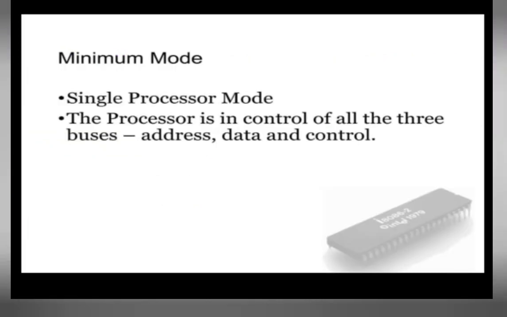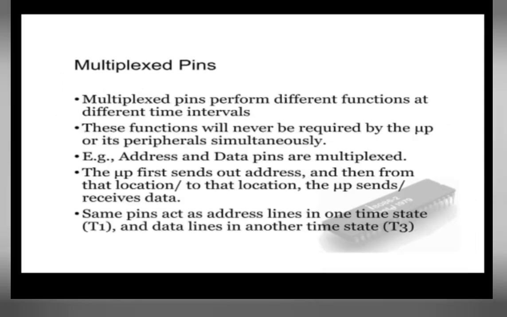Minimum mode operation is a single processor mode. The processor controls the three buses: address, data and control. The three buses we already know. Address is unidirectional, data is a bidirectional bus, and control is a signal line. It is also bidirectional from the control unit.